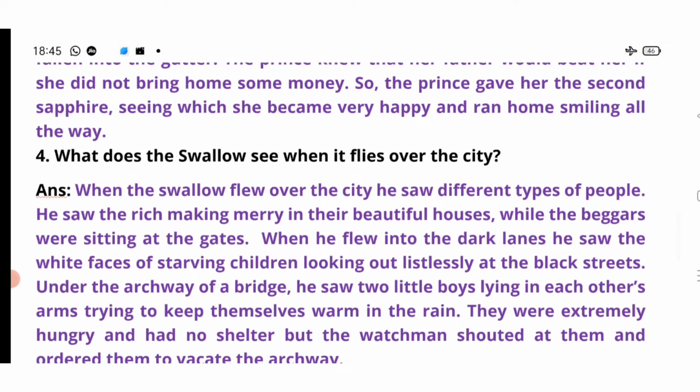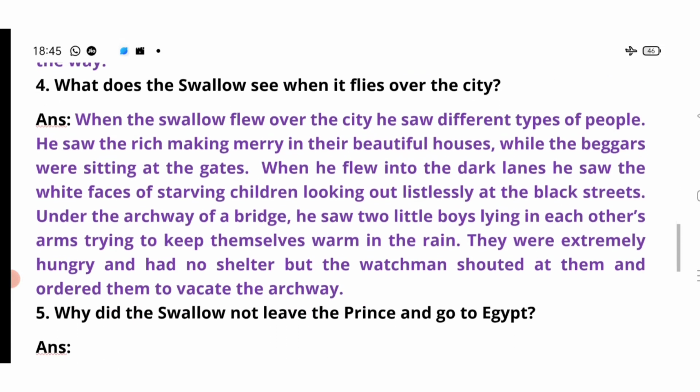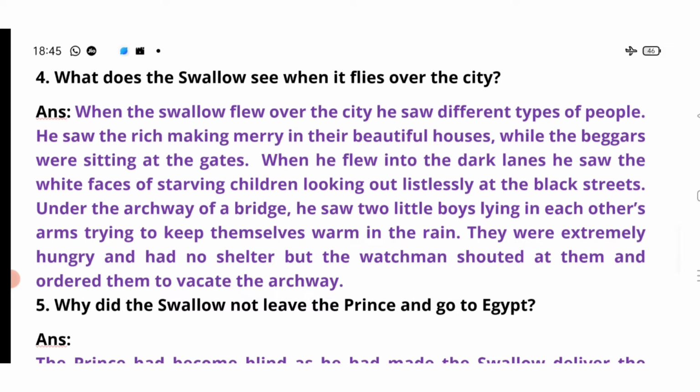When he flew in the dark lanes, he saw the white faces of starving children looking out listlessly at the black streets. Under the archway of a bridge, he saw two little boys lying in each other's arms, trying to keep themselves warm in the rain. They were extremely hungry and had no shelter, but the watchman shouted at them and ordered them to vacate the archway.